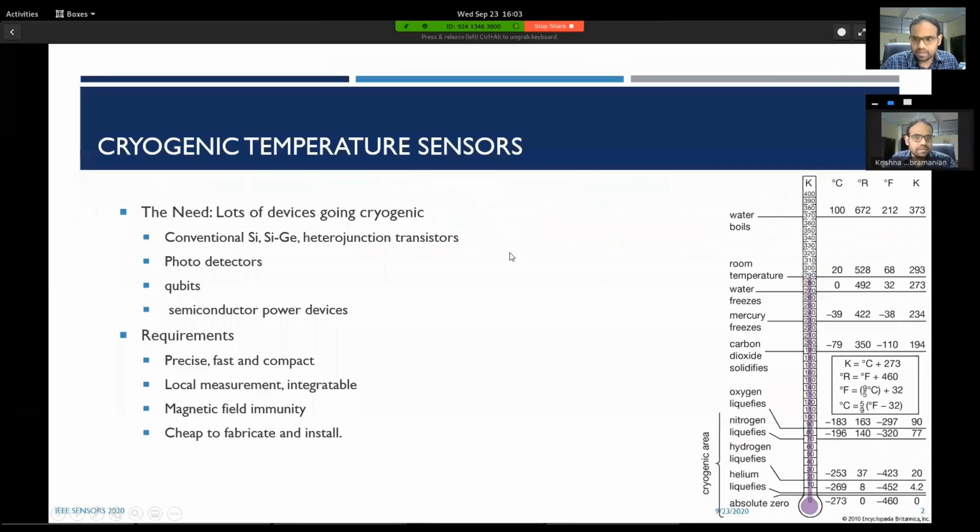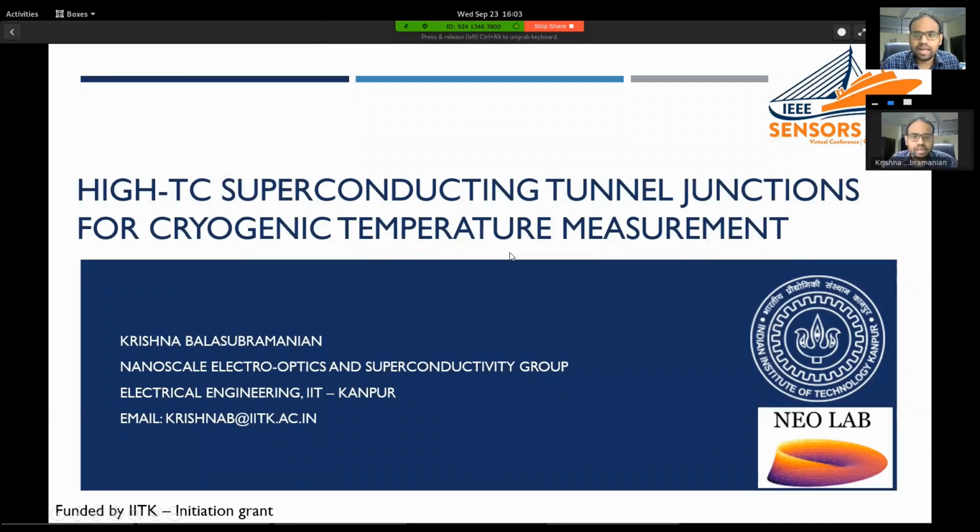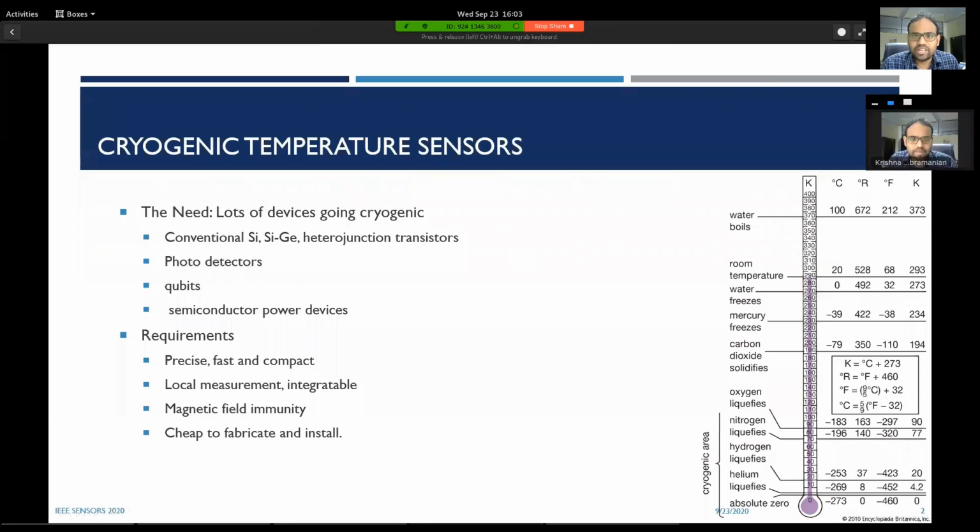Today I'll be talking about high TC superconducting tunnel diodes for cryogenic temperature measurements. The need for cryogenic temperature measurements has been growing. Cryogenic temperatures are typically from liquid nitrogen and below, and there are a lot of conventional silicon germanium heterojunction transistors which are starting to operate at lower and lower temperatures, starting from cryogenic temperatures and below.